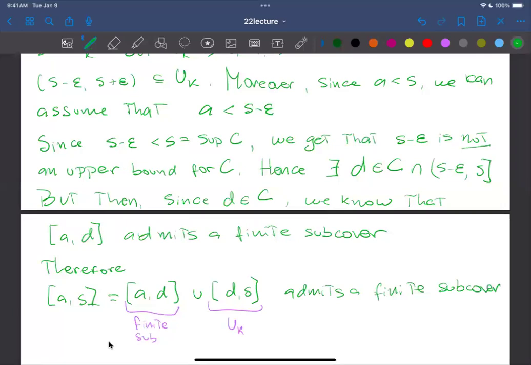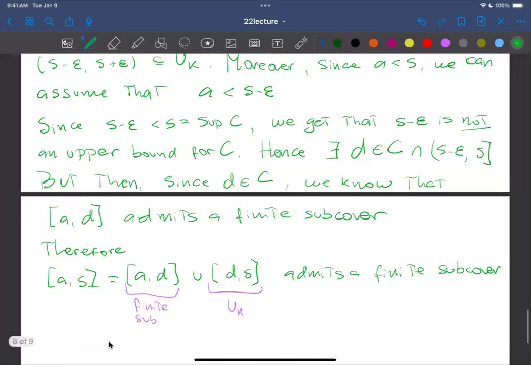And that's exactly what I want to show, that S lives in C. And that's the end of claim 2. Any questions?